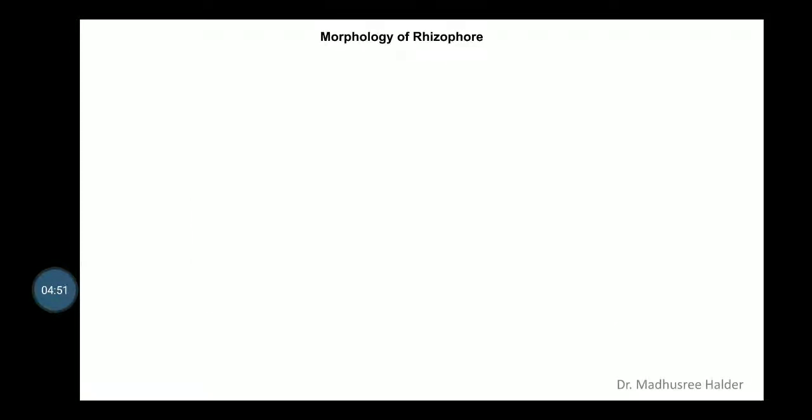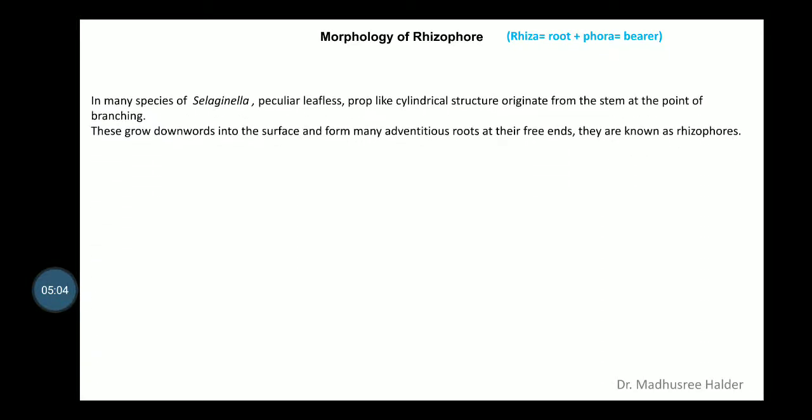Next is the morphology of the rhizophore of Selaginella. In the word rhizophore, there are actually two words, rhiza and phora. Rhizo means root and phora means bearer. In many species of Selaginella, a peculiar leafless prop-like cylindrical structure originates from the stem at the point of branching. These grow downwards into the surface and form many adventitious roots at their free ends. They are known as rhizophores.